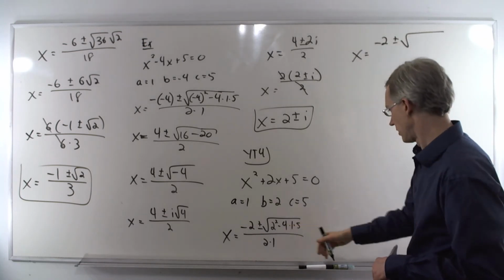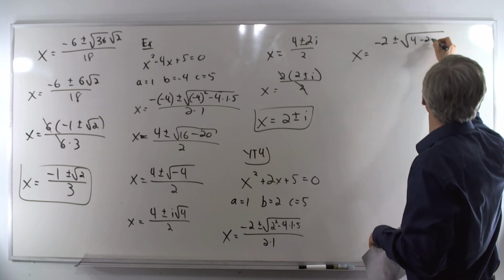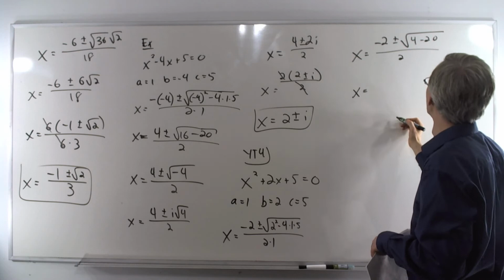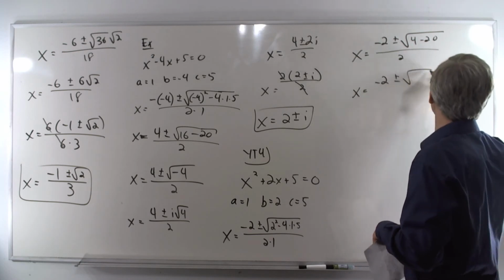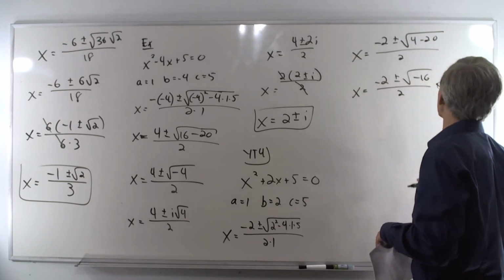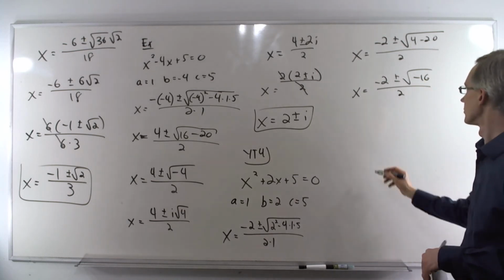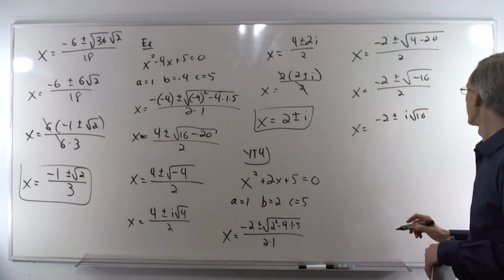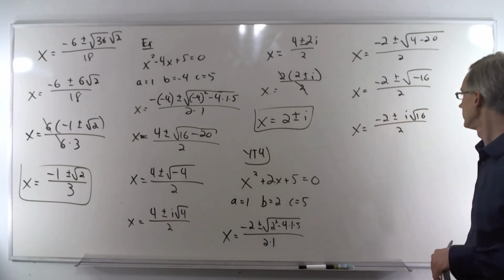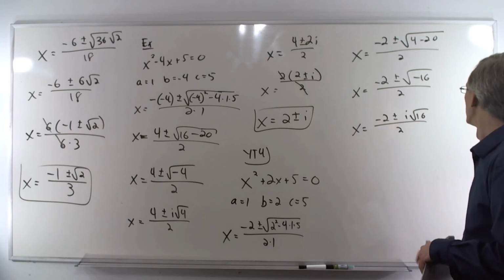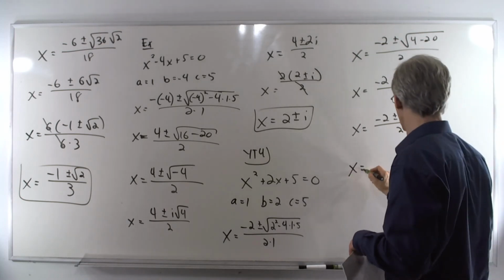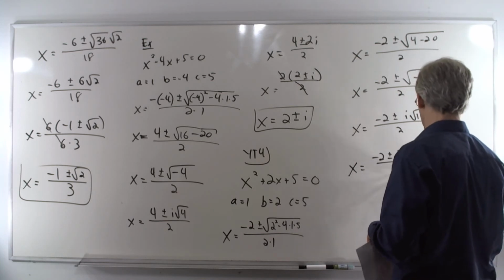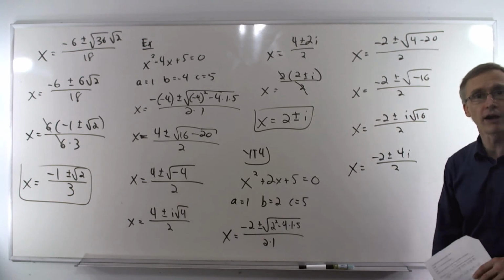Now we've got 4 minus 20 underneath the radical, all over 2. That gives us negative, square root of negative 16. So we'll turn that into i times the square root of 16, all over 2. The square root of 16 is 4. So we get negative 2 plus or minus 4i over 2.